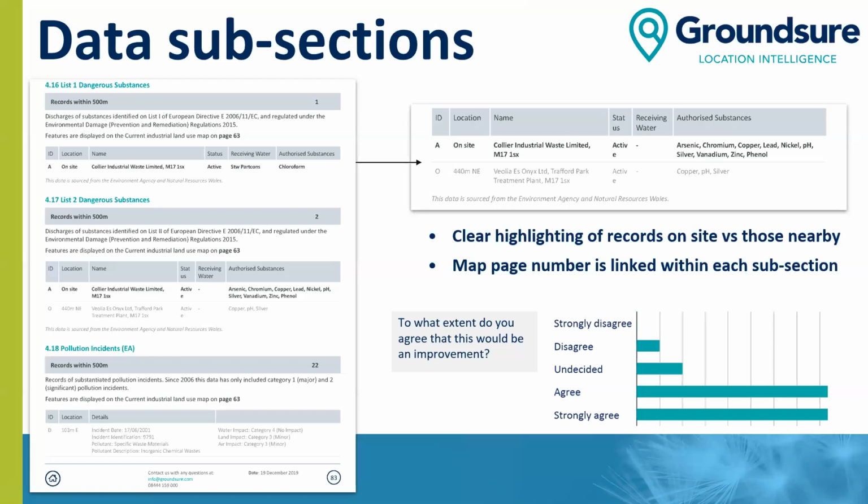And the map page will always be linked within the subsection. So if you go into a table far away from the map and you want to cross-reference, you can always click on the hyperlink. In this example, you can clearly see that features are displayed on the current industrial land use map on page 63. Once you click on page 63, this will take you directly from the table to the map relevant to this particular section.